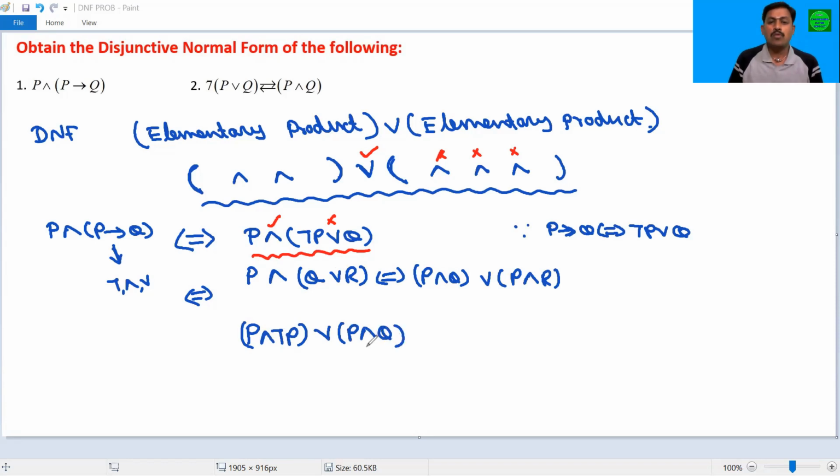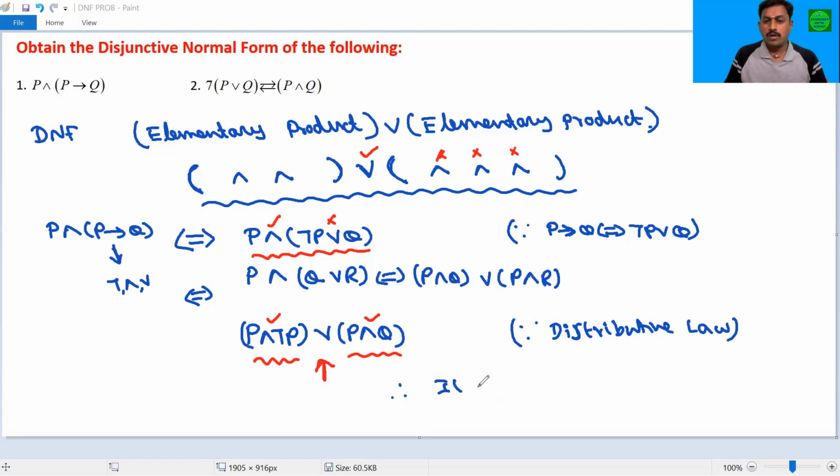Now, if you check the term inside the bracket, we have conjunction. Here also inside the bracket, we have the conjunction. In between the brackets, we have the disjunction. So therefore, it is an elementary product, and this is also an elementary product. The sum of the elementary products is called the disjunctive normal form. Therefore, it is the required DNF.